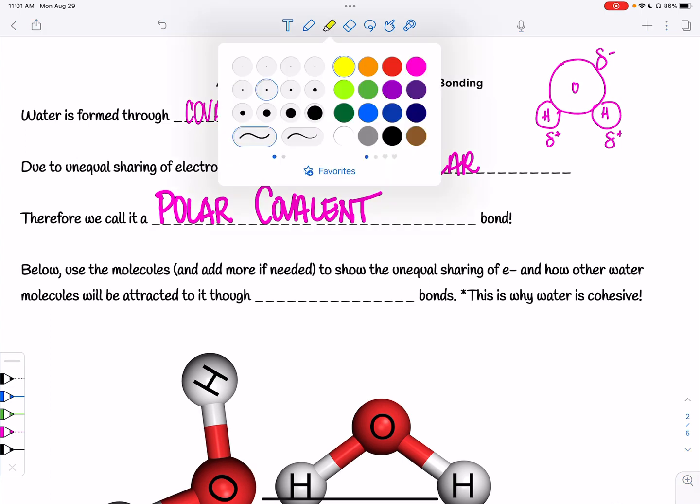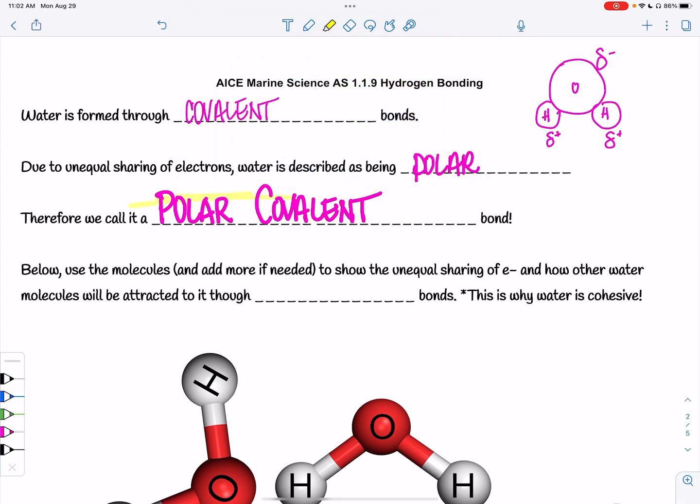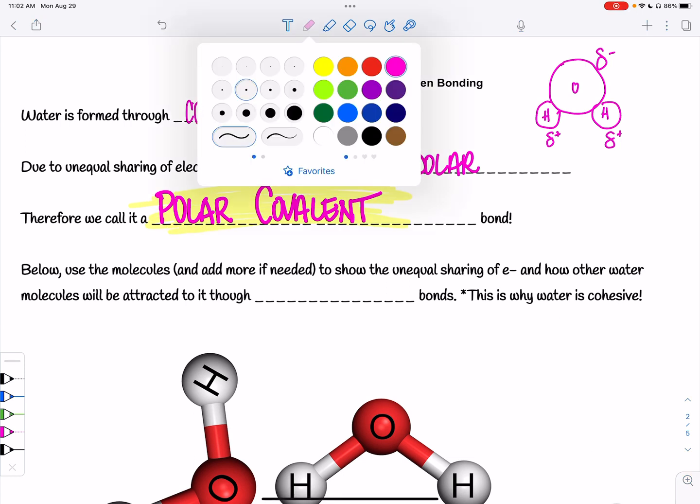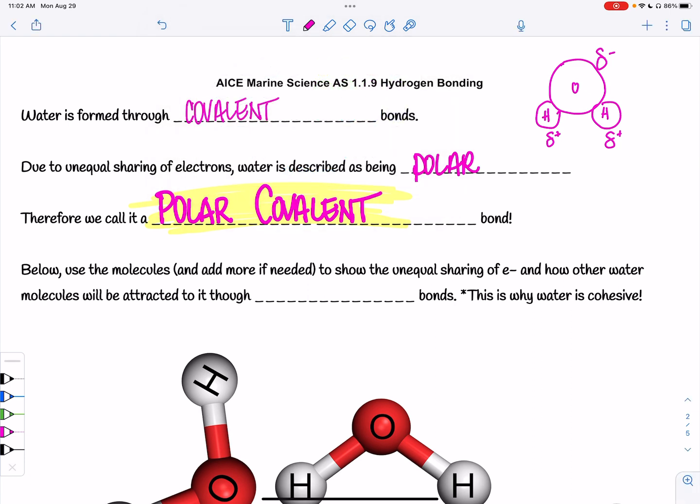Right, and that's something that we are going to have to be able to term correctly on Cambridge exam questions, which is why I bolded it. It's a polar covalent bond. Water molecules are attracted to themselves through polar covalent bonds. Water, just one molecule of water, is formed through covalent bonds.